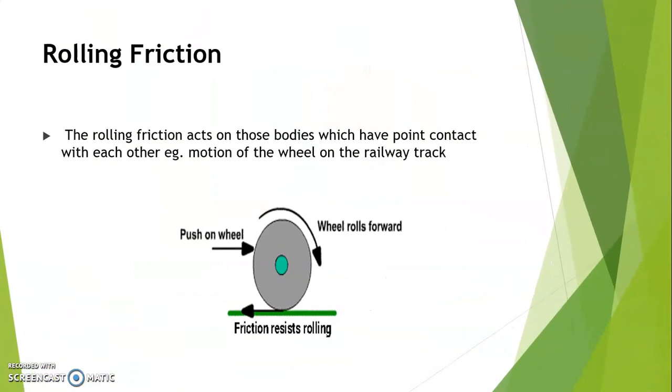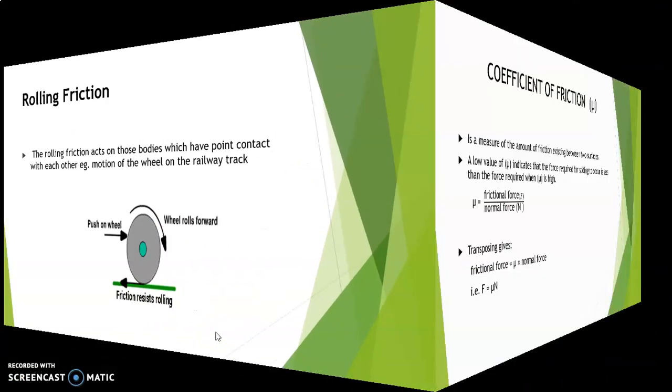The other type is rolling friction, associated with bodies which are in contact with each other. A good example is a wheel that is running on a railway track. If the wheel is running forward in a clockwise manner, then the friction resistance will be acting in the opposite sense.